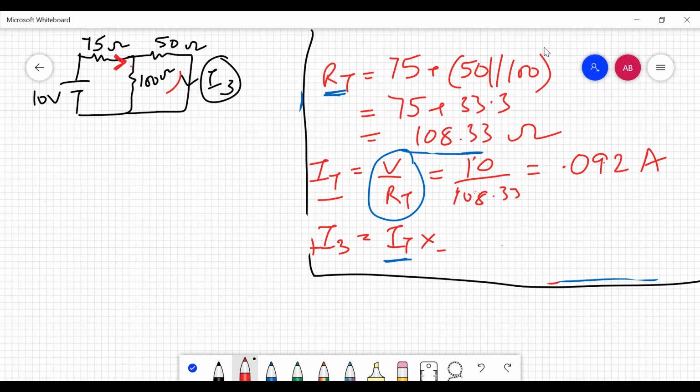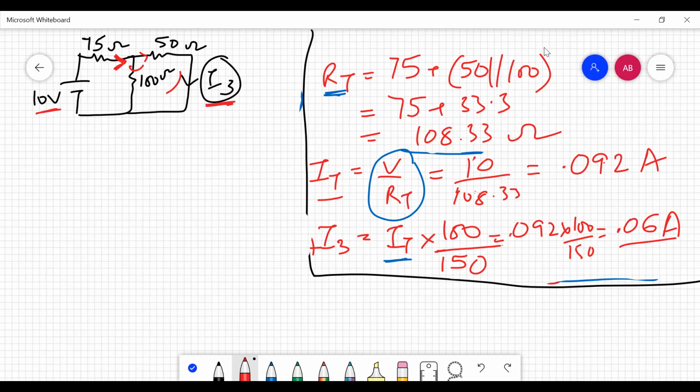Now because it is getting divided into two parts, and we require the value that is going into the 50 ohms, total current IT, that is 0.092, multiplied by the opposite branch resistance divided by the sum of the two resistances in which the current is getting divided. So this is 100 by 150, and the value comes out to be 0.06 amperes.